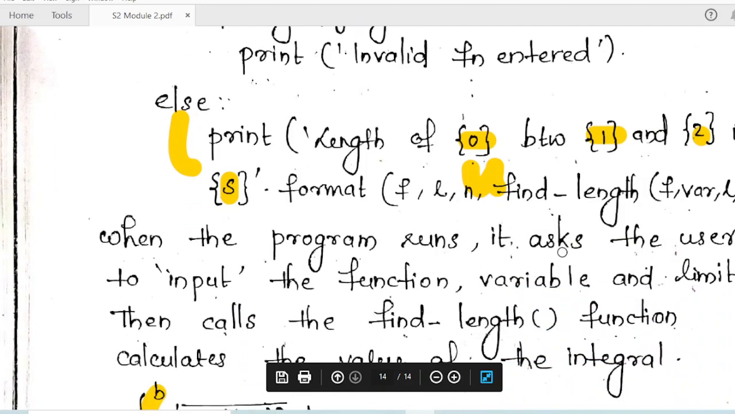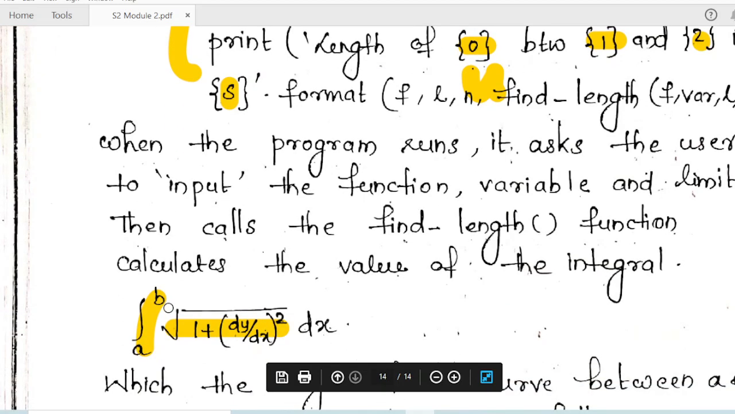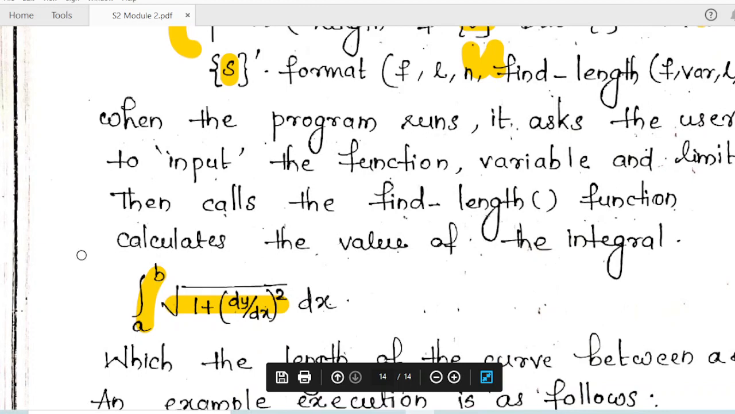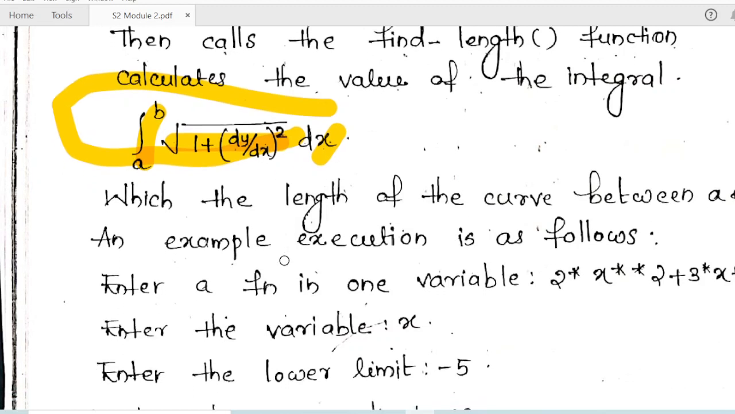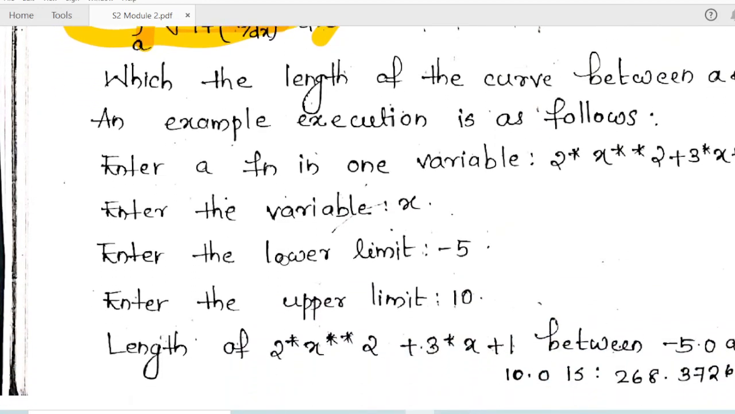So when the program runs, it asks the user to input the function variable length the limits and then calls the find_length function. And this calculates the value of the integral. ഈ ഒരു ഇന്റഗ്രലിന്റെ വാല്യൂ ആണ് കാൽക്കുലേറ്റ് ചെയ്ത് കിട്ടുക നമുക്ക് ആൻസർ. So this is the form. We know that this formula is the length of the curve between A and B. So output will be like this.